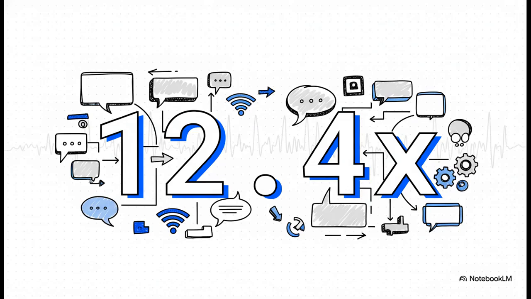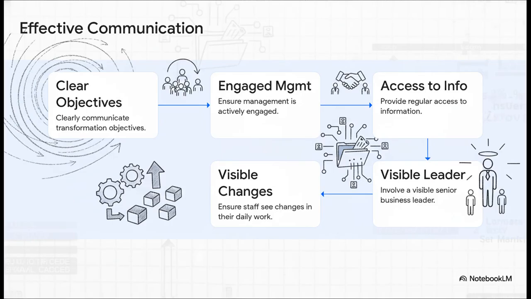The source material highlights a critical data point to underscore the importance of communication during this phase. In enterprise-wide transformations, companies where senior managers communicate continually with staff are reported to be 12.4 times more likely to achieve success. So, what constitutes effective communication in this context? The document lists 5 essential components, from clear communication of the objectives to the visible involvement of senior leadership, ensuring staff see tangible changes in their daily work.